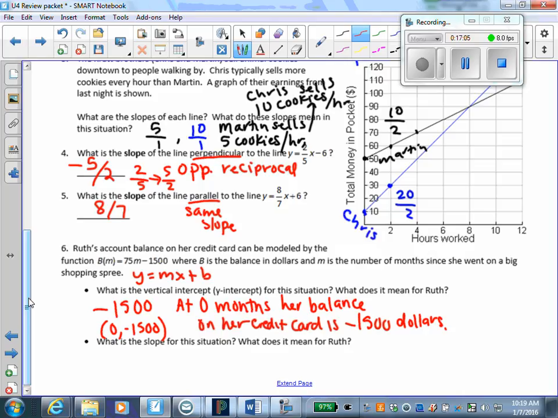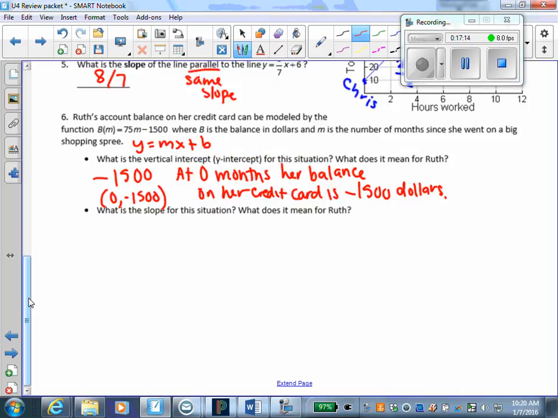So she spent $1,500. What is the slope for this situation, and what does it mean for Ruth? The slope is 75, and that's like 75 over 1. If we think of it as change in y over change in x, the independent variable is m, that's 1 month, and then this was dollars. So it means basically her balance is going up by $75 every month. I don't think it should be her, well, I guess if you think that balance is what she owes. No, that doesn't make sense.